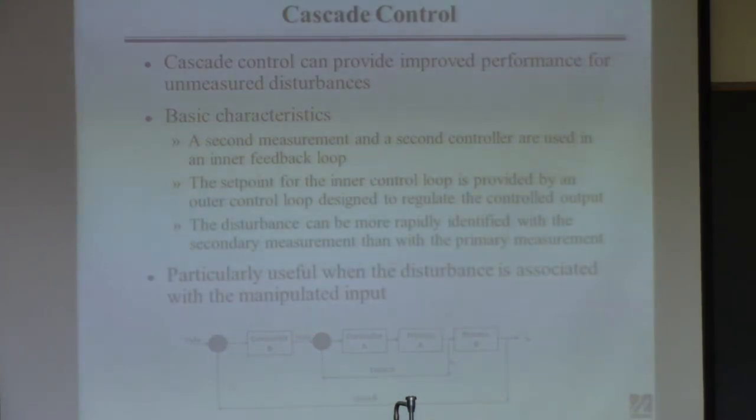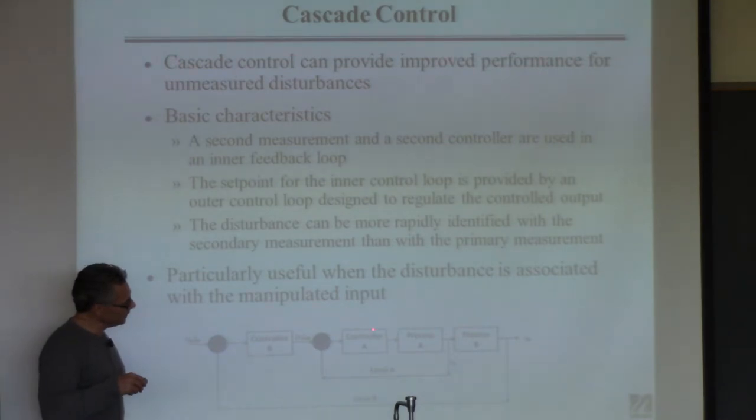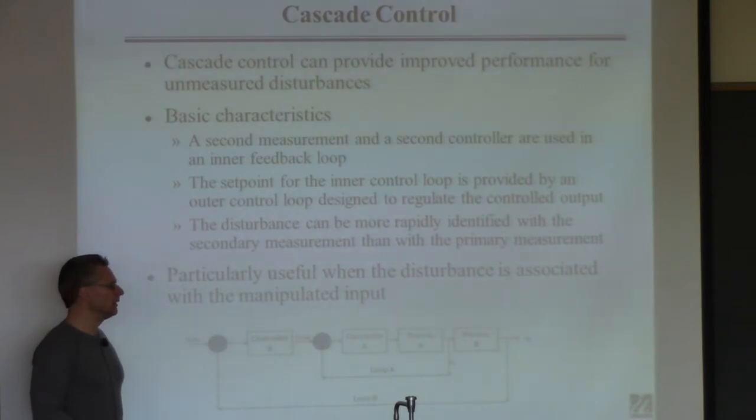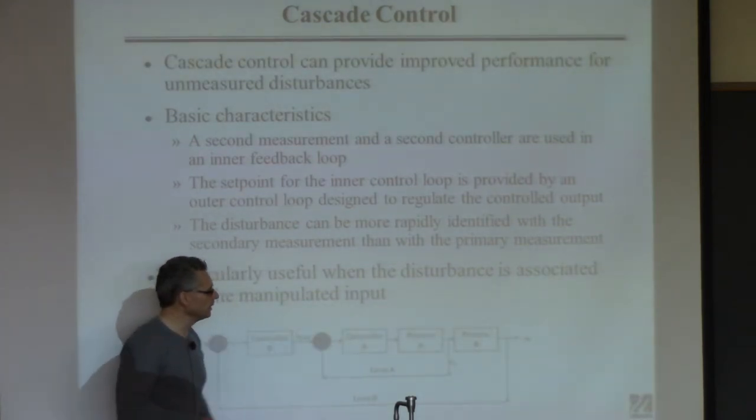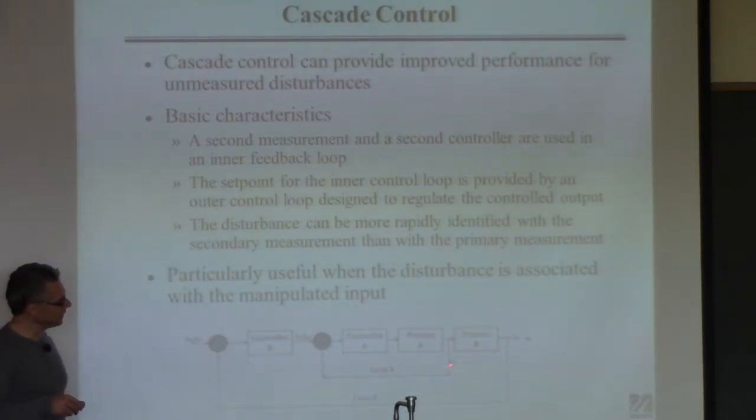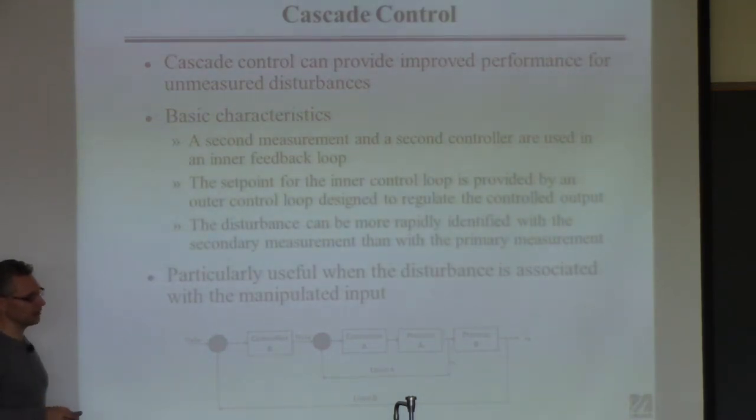Okay? All right, let's see. Right, and the key thing here is that if a disturbance enters in this inner loop somewhere, okay, like it affects this process here, I'm going to recognize it much more quickly with that measurement right there than I will with that measurement there. That's the whole idea. So this is intended entirely to compensate for disturbances that enter this inner loop, because I'm going to be able to see them with that measurement much more quickly than with that measurement. Okay, so I can counteract them with this inner loop to a large extent.